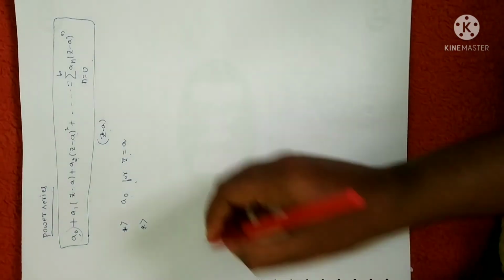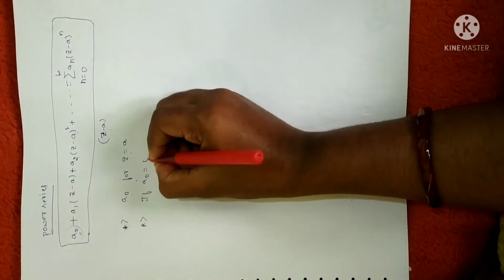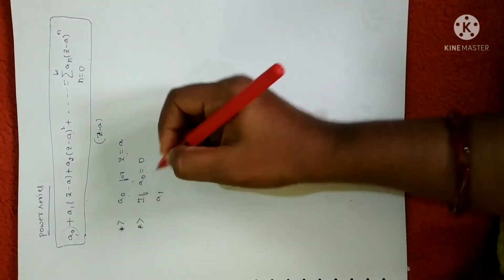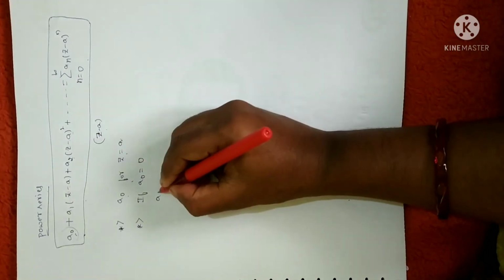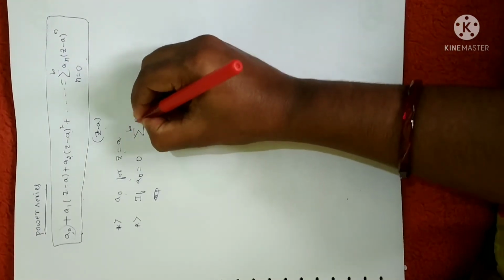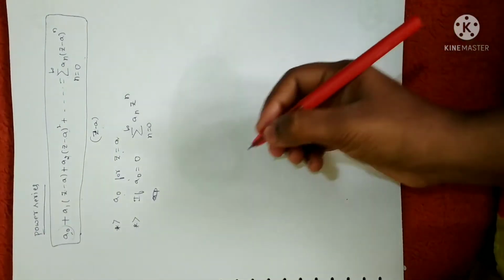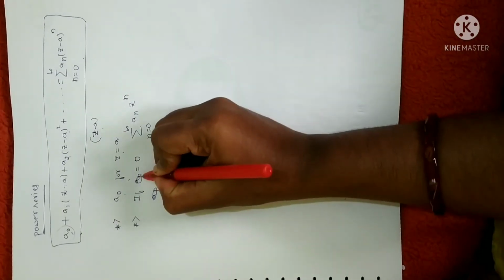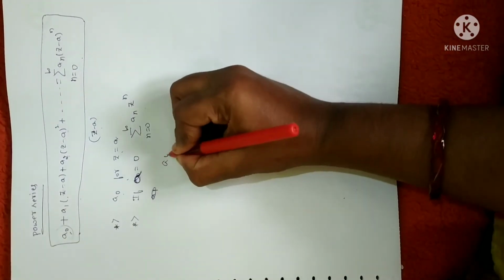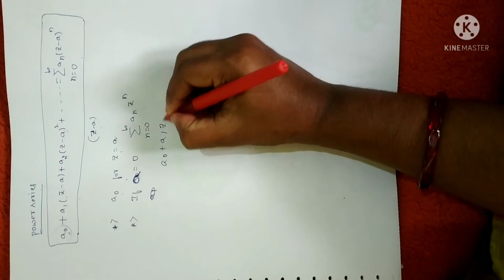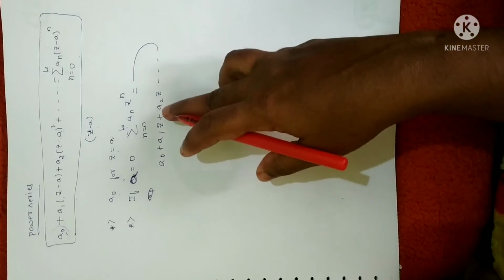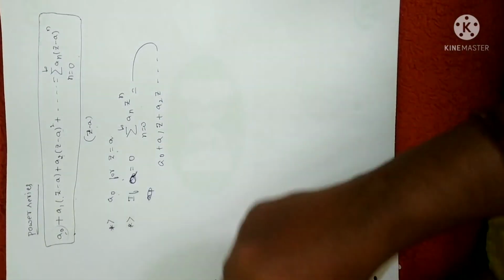The second condition is that if a is equal to 0, I can write this as summation n equals 0 to infinity an z to the power n. Sorry, it is not a0, it is if a is equal to 0. Then this expression becomes a0 plus a1 z plus a2 z squared and so on. I can write the same as summation n equals 0 to infinity an into z to the power n when the value of a is equal to 0.